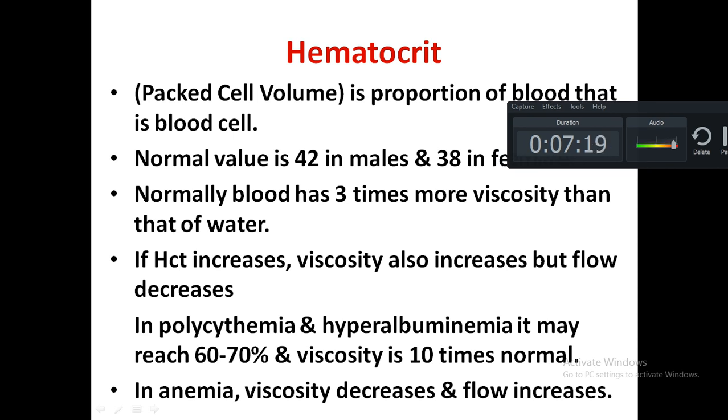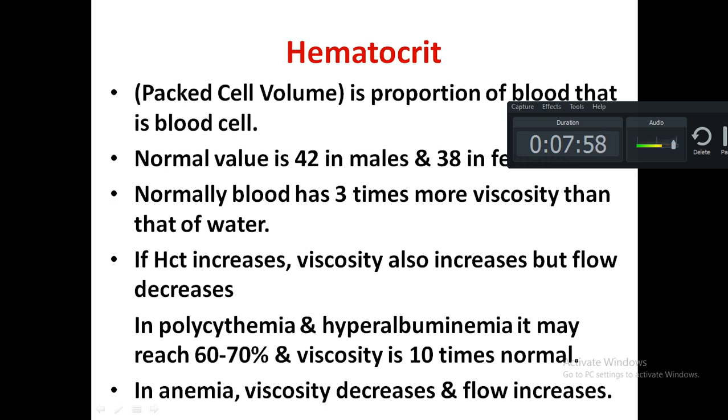allow whole blood to stand for some time, then these RBCs will settle down at the lower part of the tube, and 42 means that 42% of the volume of blood is occupied by the RBCs, whereas 58% of the volume will be occupied by the plasma. So normally the hematocrit is about 42 in males and 38 in females.